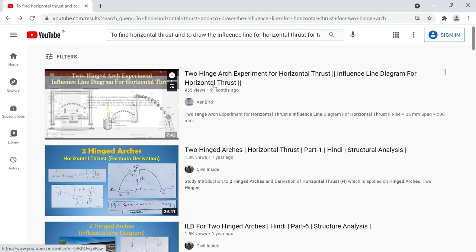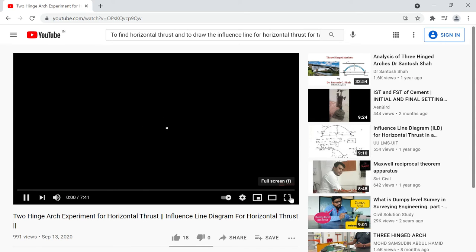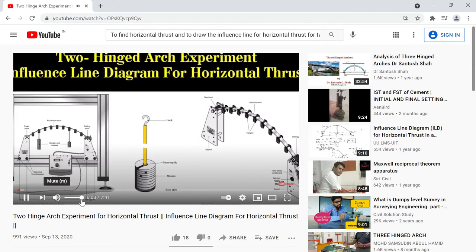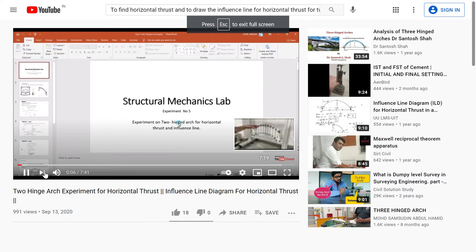So this is a typical experiment. This is experiment number 5: experiment on 2 hinge arch for horizontal thrust and influence line diagram.